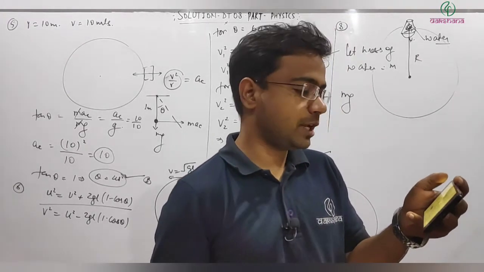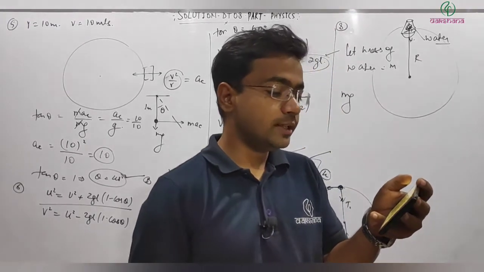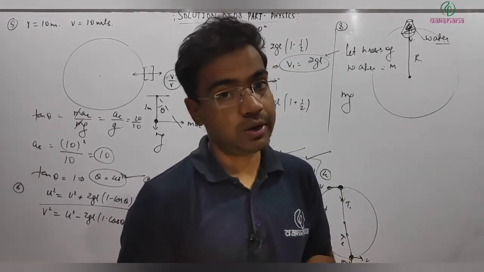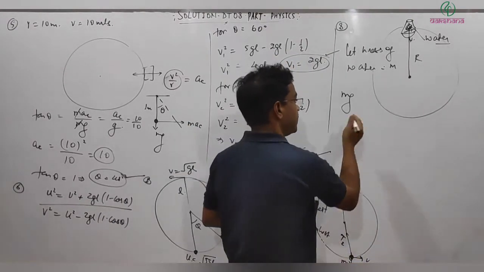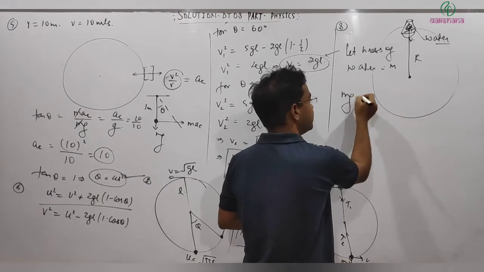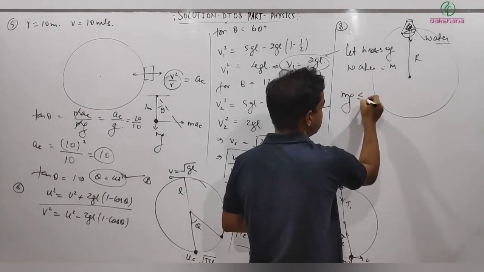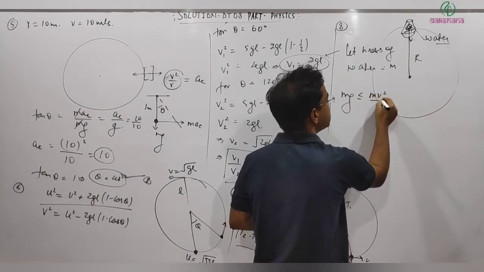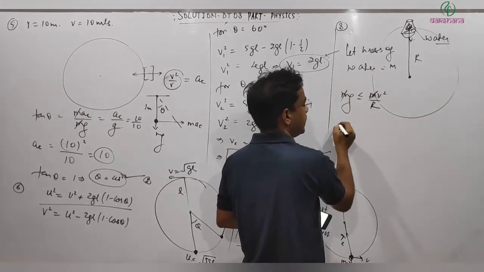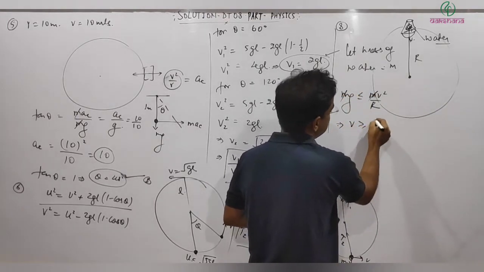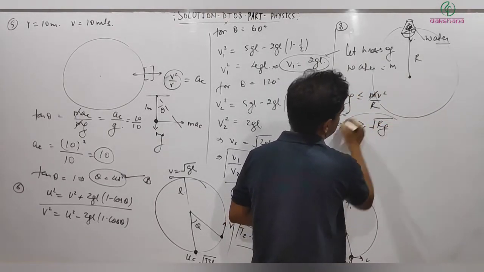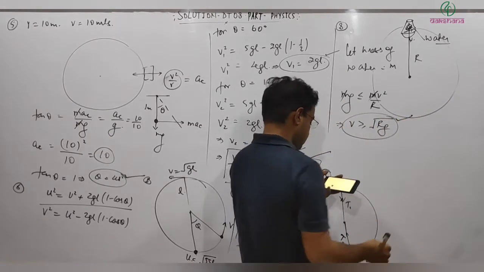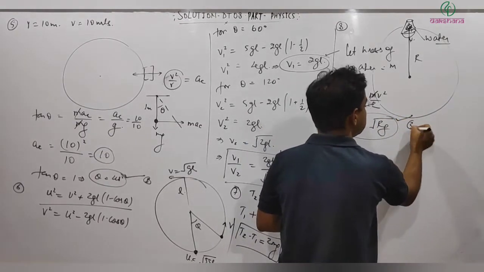If V is the velocity of the bucket at the highest point, then water does not fall down if mg, the downward force, is less than or equal to the required mV squared by R. Simplifying it, we get V must be greater than or equal to the square root of Rg. That is the answer to problem number 8, and that matches with option 3.